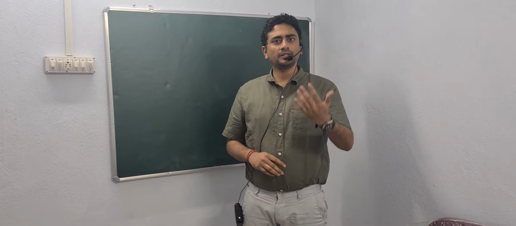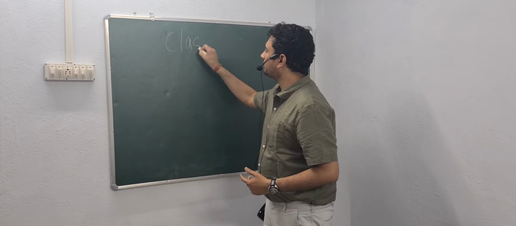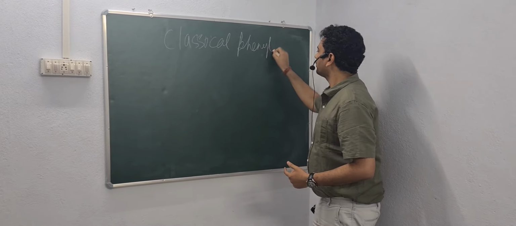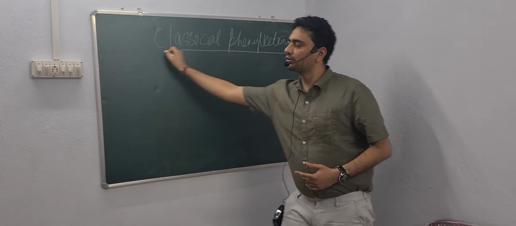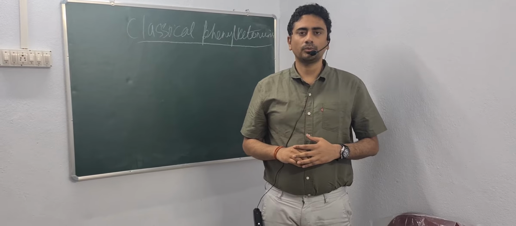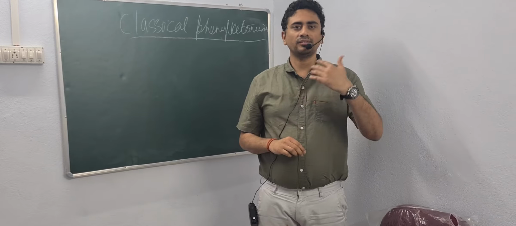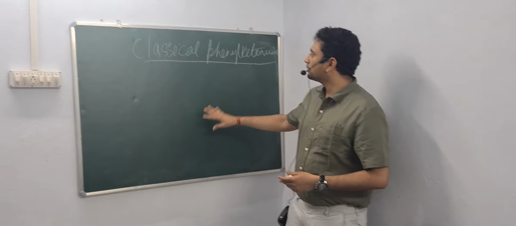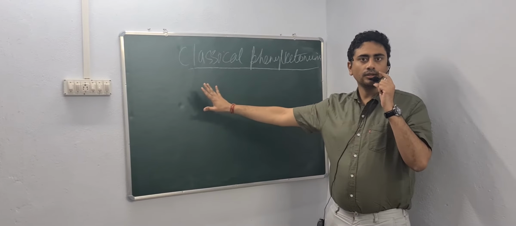So the probable diagnosis was classical phenylketonuria. Phenylketonuria. So I am going to discuss this inborn error of amino acid metabolism, that is classical phenylketonuria, and in between I will be answering the questions which I had asked in the previous video. So today's discussion would be regarding classical phenylketonuria.